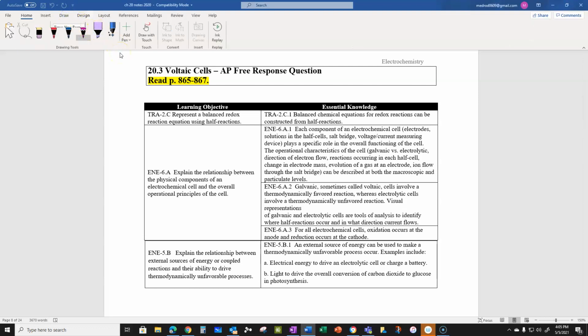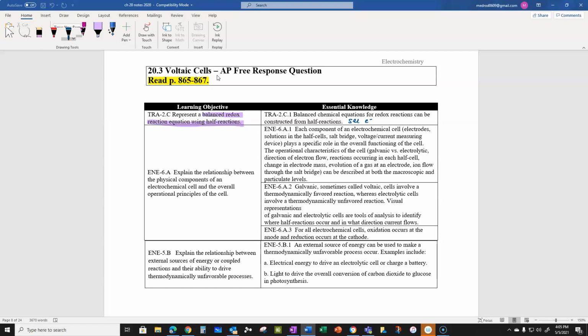As you see, there's quite a few. So number one, can you balance a redox equation using half reactions, which I think we're pretty good at after 20.2. Balanced chemical equations for redox can be constructed from those half equations. So remember the half equations, you actually see the electrons in those half equations.